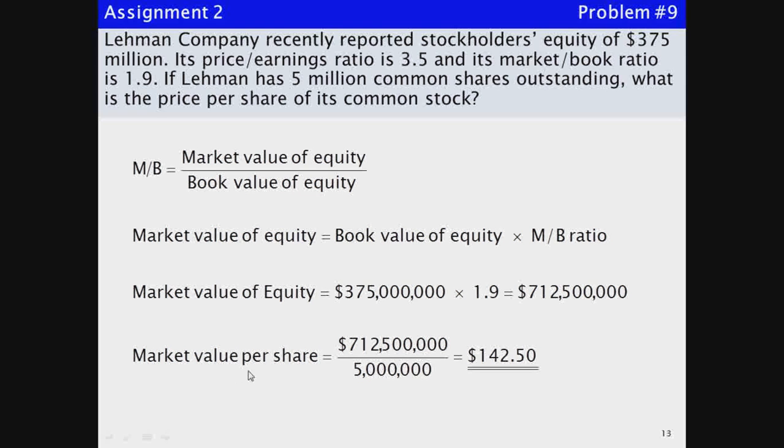And therefore the market value per share will be the $712,500,000 divided by the 5 million shares of common stock. The market price per share is $142.50.